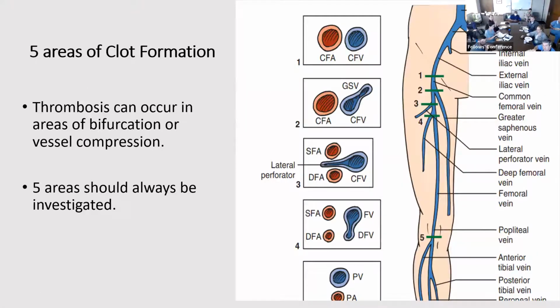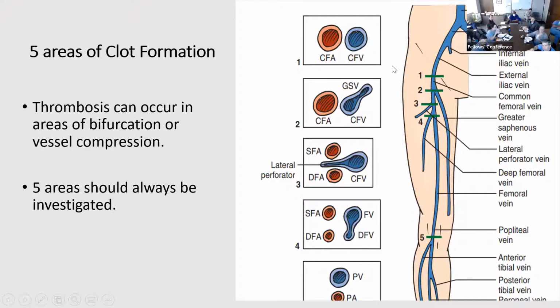So understanding your anatomy makes it easy for you to identify the five areas of clot formation. And these are important because these are areas of either bifurcation, so where a vessel splits from 1 to 2, or areas of compression. So we'll go through these one by one, and we'll look at how they are visualized under ultrasound.